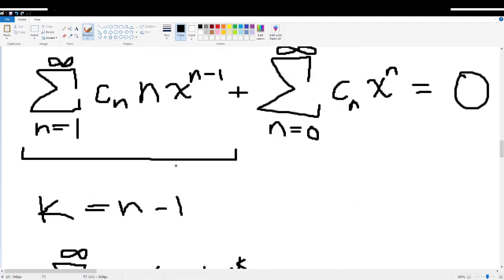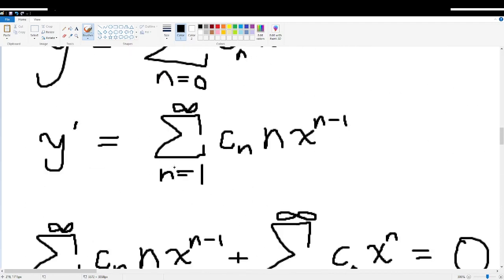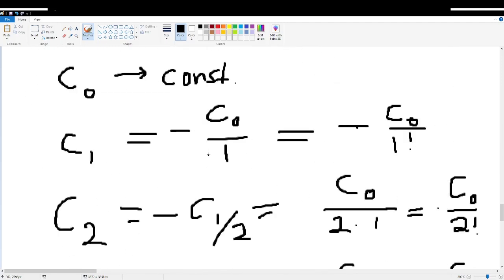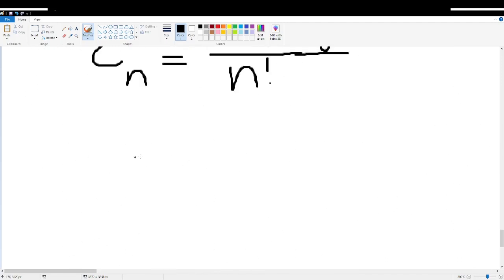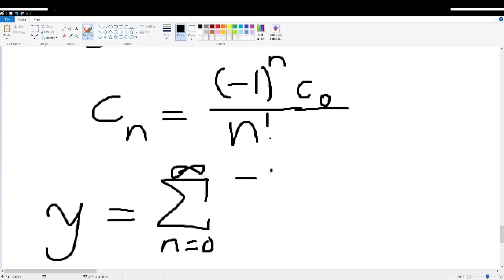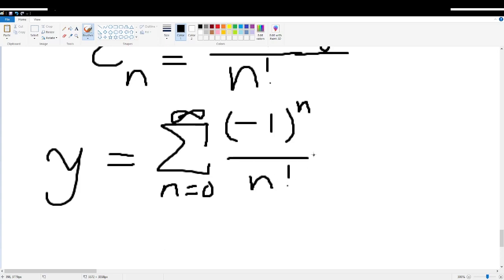Because remember, the unknown in our original guess was right here. Was this Cn? The expression for the coefficient. But we found our coefficient. We know what it is, or we know what it is given a specific iterator. So let's write it as such. Y is equal to the infinite sum from n equals 0 of -1 to the n over n factorial times C0 times x to the n.